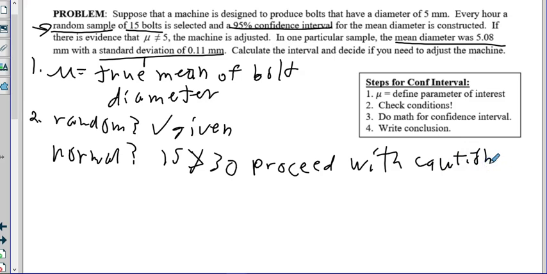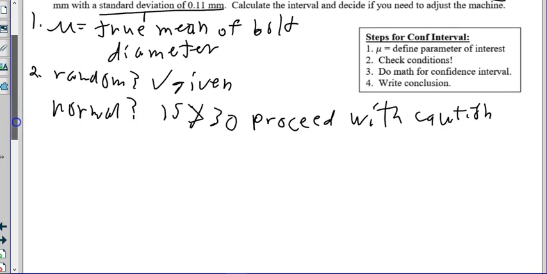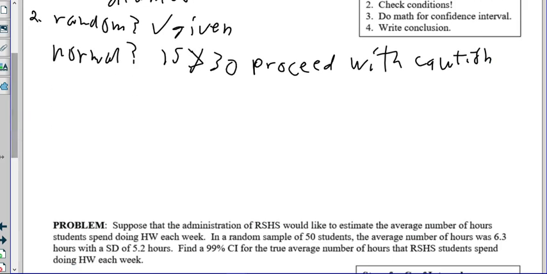We have like a warning out there. FYI, it does not meet our requirement of numbers, so just take the data with a grain of salt. When I say it was a typo, there was supposed to be a sentence in there saying it was normally distributed. So we'll just keep going. Number 3, we're going to do the math. Now we're looking for a 95% confidence interval. Okay, so now we just do the math.